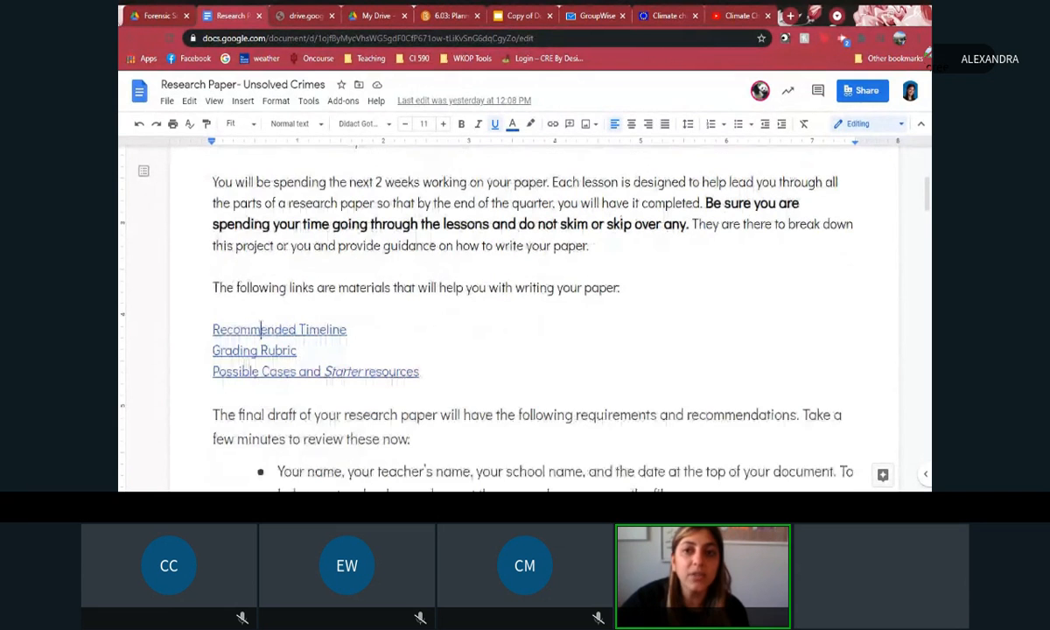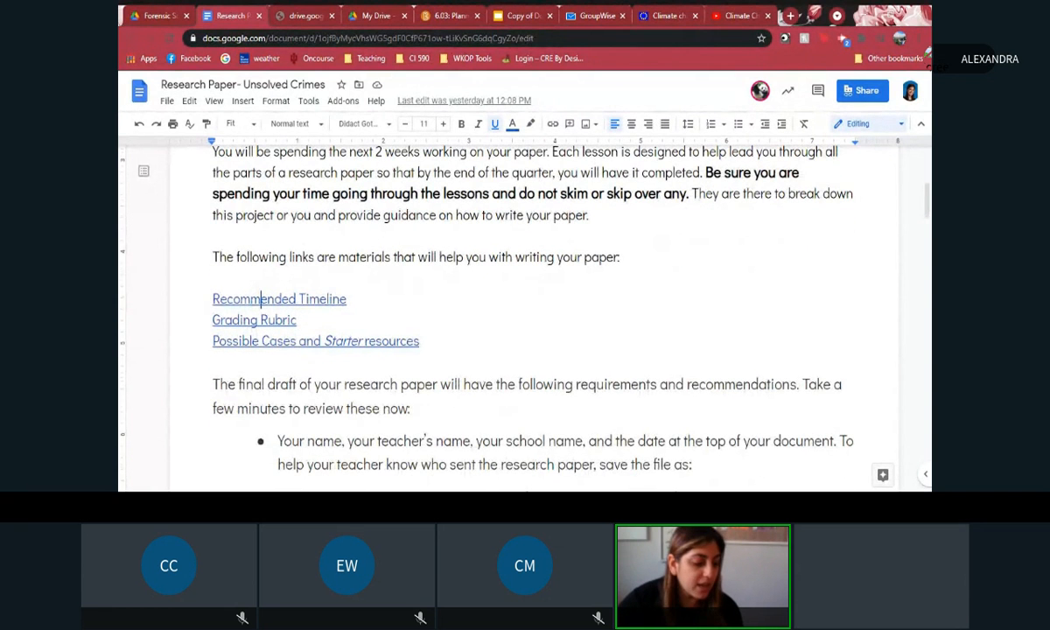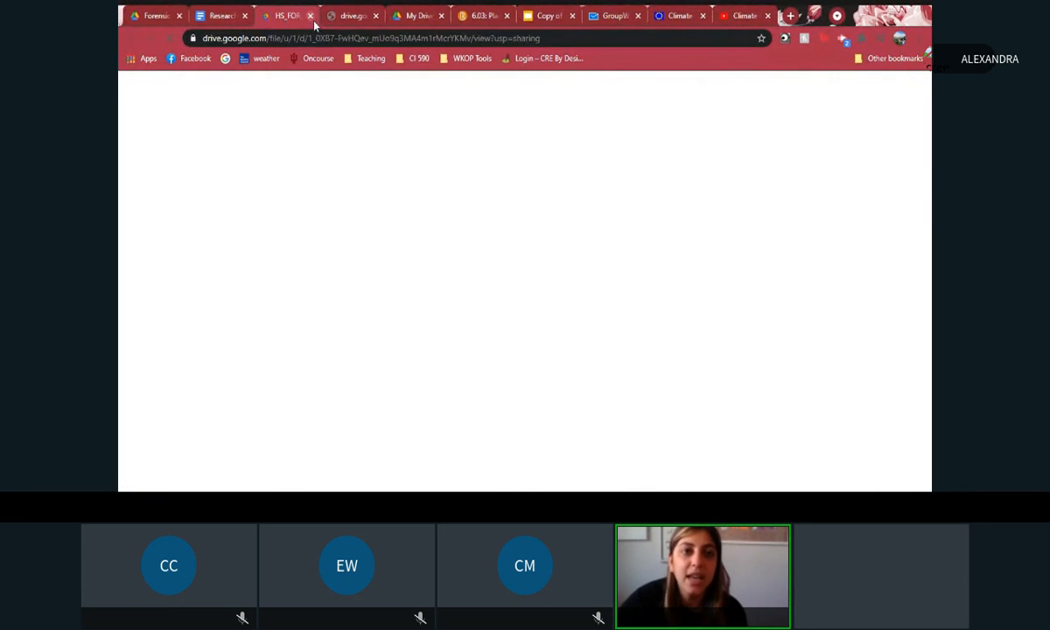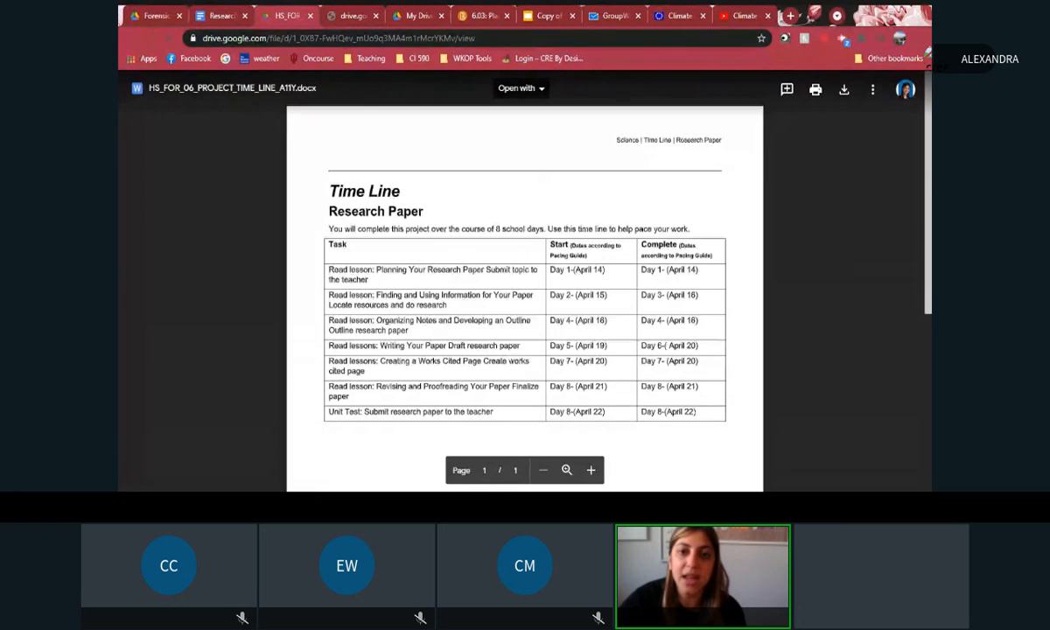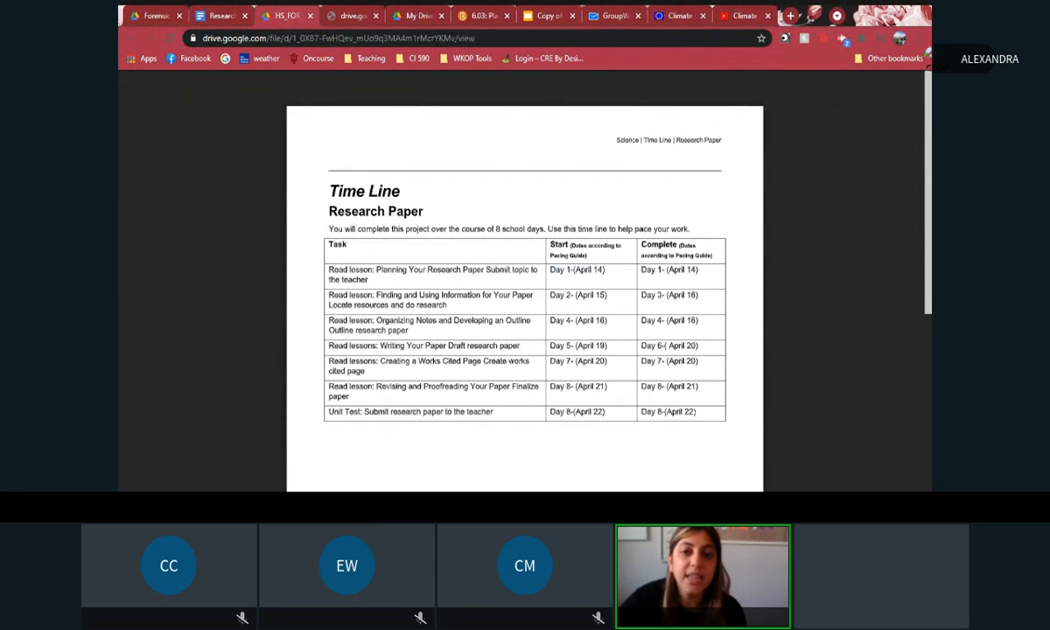So there are several links that are posted here on this document, and they are also posted on the announcements. So for example, we've got this recommended timeline. I have it done in two ways. I have it with the dates that are specific to the pacing guide, okay? And then I also have it in general terms, depending on when you are starting this paper. Now these days are specifically listed as weekdays, but if you are not in a place to start it tomorrow, then you can always use this over the weekend.